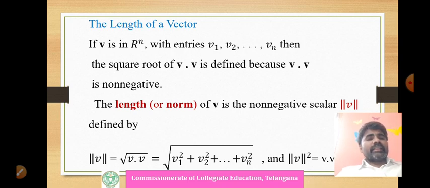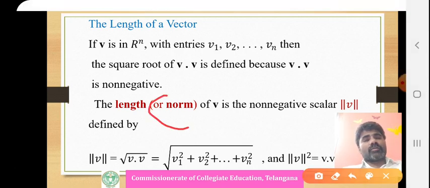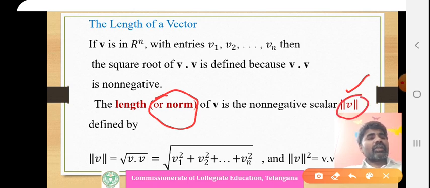Now the length or norm, it is also known as norm. Remember, norm means length of a vector. The length of a vector or norm of a vector v is a non-negative scalar. It is denoted by norm v. We read it as norm v, with two lines, and this is norm u. We read it as norm v or norm u, or length of v or length of u. We had better use the term norm of a vector.